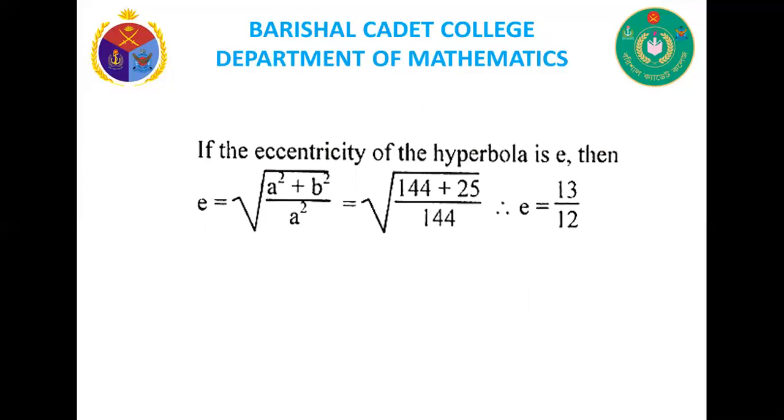Boys, few moments ago I told you what is the eccentricity of the hyperbola, which is denoted by e, and at that time I told you that e equal to square root of a square plus b square divided by a square. So putting the values of a square and b square, you get square root of 144 plus 25 divided by 144. And calculating this with the help of a calculator, easily you can find the value of e is 13 divided by 12.